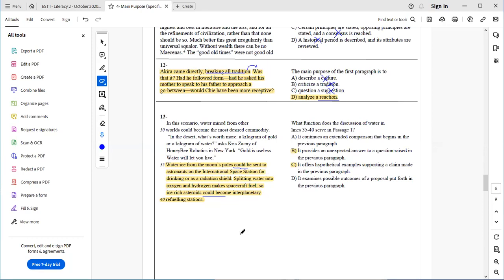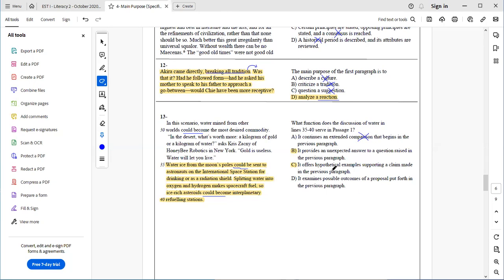But I need to read the sentence before also, because he mentioned all of them in the previous paragraph. He said, in this scenario, water mined from other worlds could become the most desired commodity in the desert. What's worth more, a kilogram of gold or a kilogram of water? Ask Chris Zacny of Honeybee Robotics in New York. Gold is useless. Water will let you live. So it continues and extends a comparison that begins in the previous paragraph. No, it finished, because in the previous paragraph he talked about a comparison between gold and water, and it's finished here.